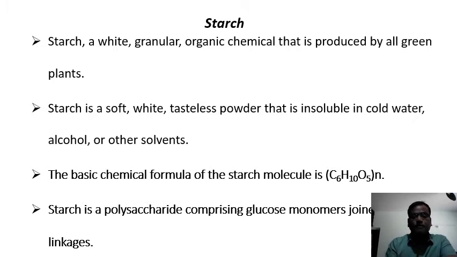So as I already told you, starch is a very big molecule. Now starch is a polysaccharide comprising glucose monomers joined in alpha 1,4 linkage. So starch is exclusively made up of glucose molecules, and glucose molecules are joined with each other by means of glycosidic bonds, and the position is alpha 1,4 linkage. We call it 1,4 linkages. So position 1 of one glucose unit and position 4 of the neighboring glucose unit are joined by means of glycosidic bonds.